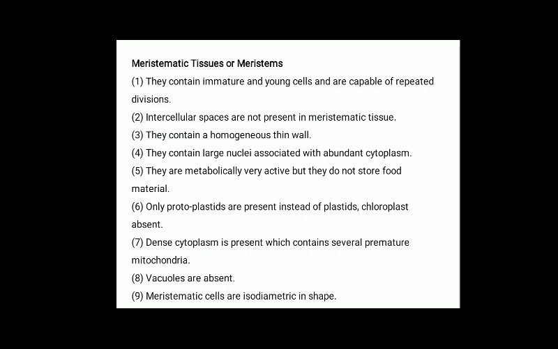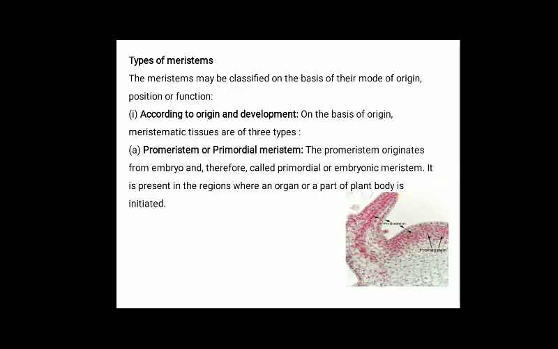Only protoplastids are present instead of plastids. Chloroplast is absent in meristems. Dense cytoplasm is present, which contains several premature mitochondria. Vacuoles are absent. Meristematic cells are isodiametric in their shape. Then, types of meristems. Meristems can be classified on the basis of their mode of origin, position, or function.